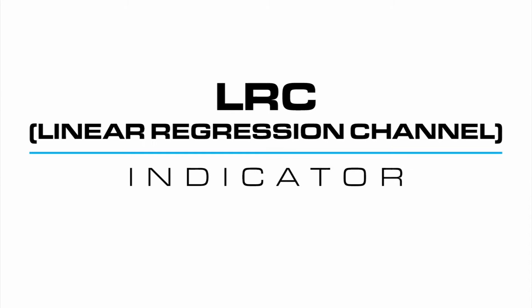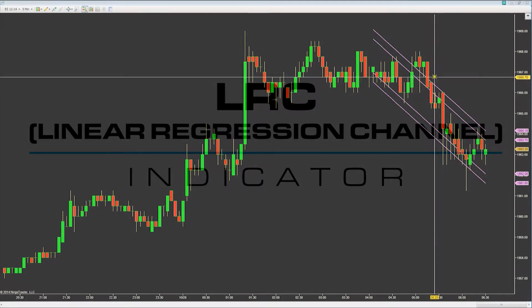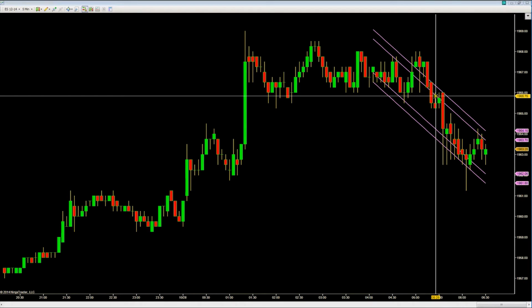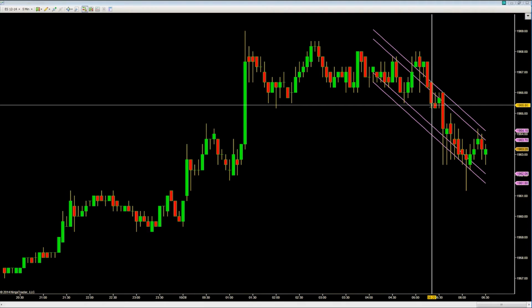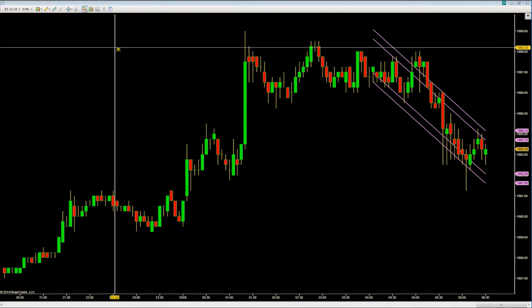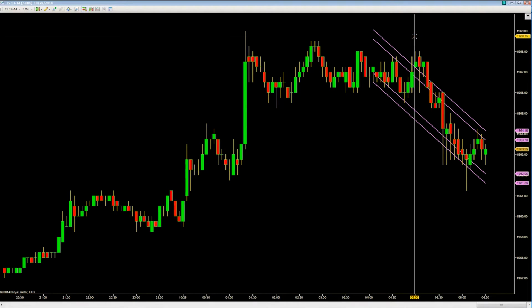We're going to be looking at our linear regression channel, or LRC, which is often used to indicate buy and sell signals. This is a moving linear regression study which plots a true channel that rotates with price. So we're looking at the 5-minute and how we like to use this.